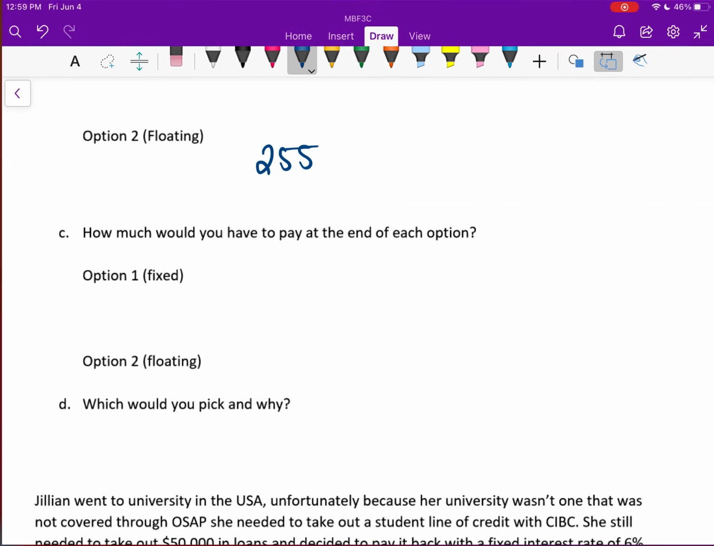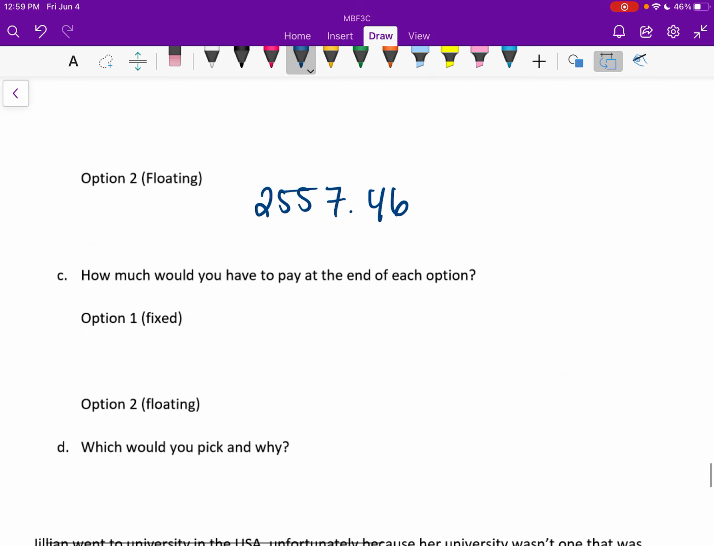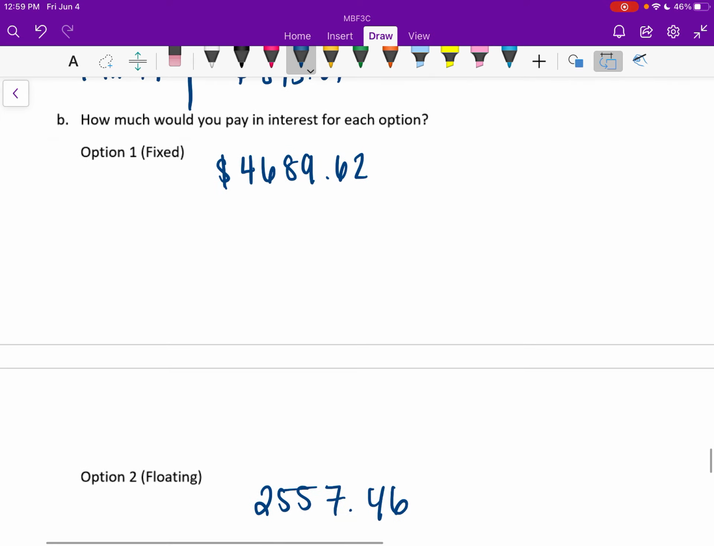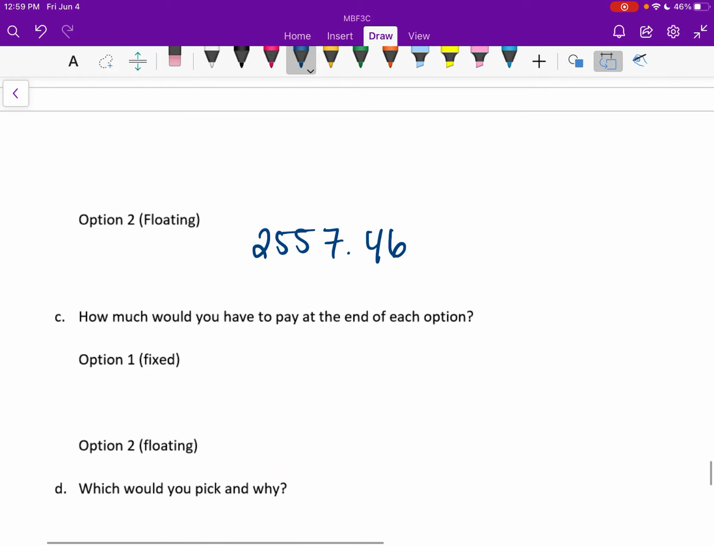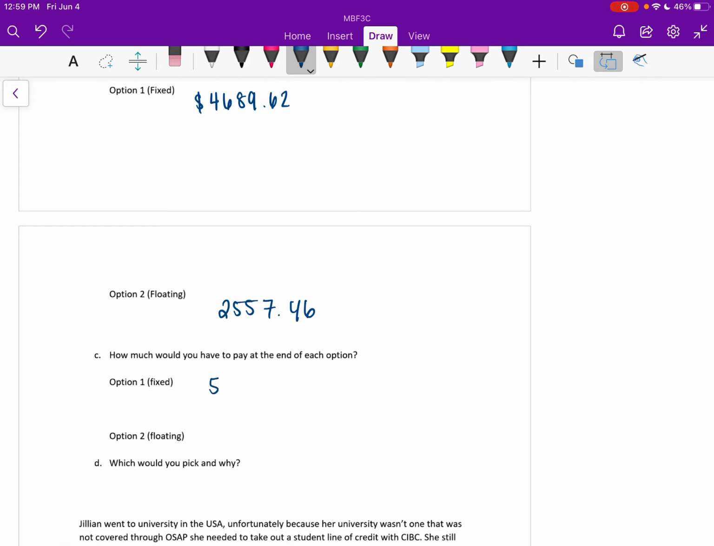$2,557.46. Right? And how much would she have to pay at the end on top of... Oh, sorry. This is how much she'd pay in interest. So then you just need to add however much she's paying in interest to the $50,000.